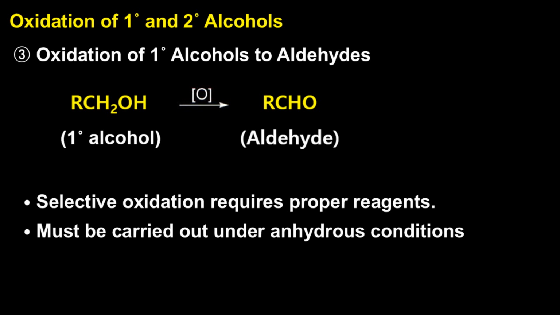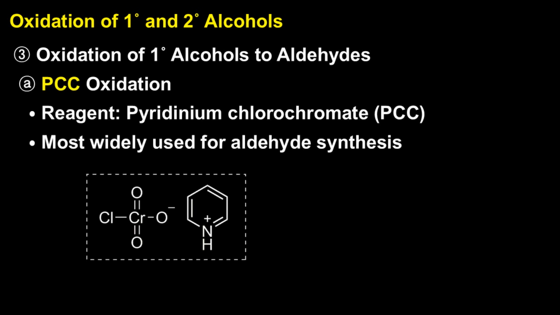To do that, you need two things: a selective oxidizing reagent and a dry, water-free environment. If there's water around, the aldehyde can turn into a hydrate, which makes it much easier to keep going to the acid. So the key is using a mild reagent and keeping the system anhydrous. One of the best reagents for stopping at the aldehyde stage is PCC, pyridinium chlorochromate. It's mild, selective, and a go-to choice for turning primary alcohols into aldehydes.